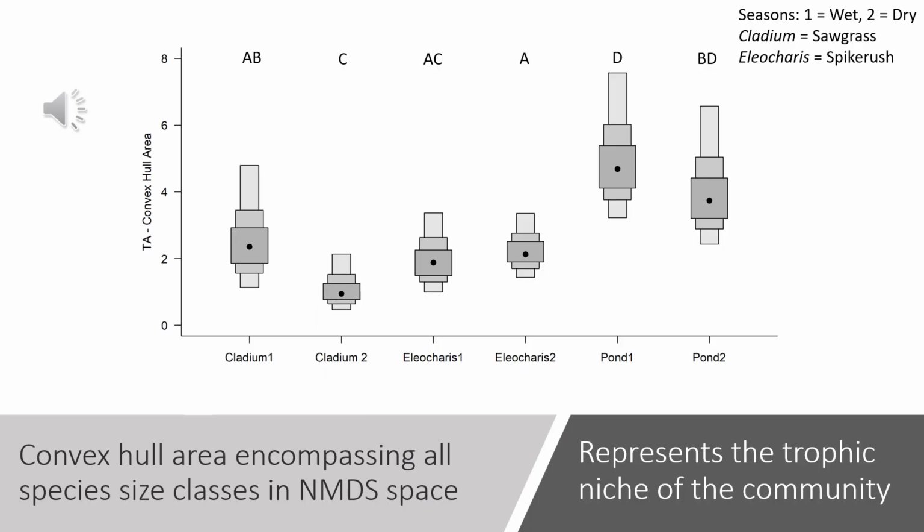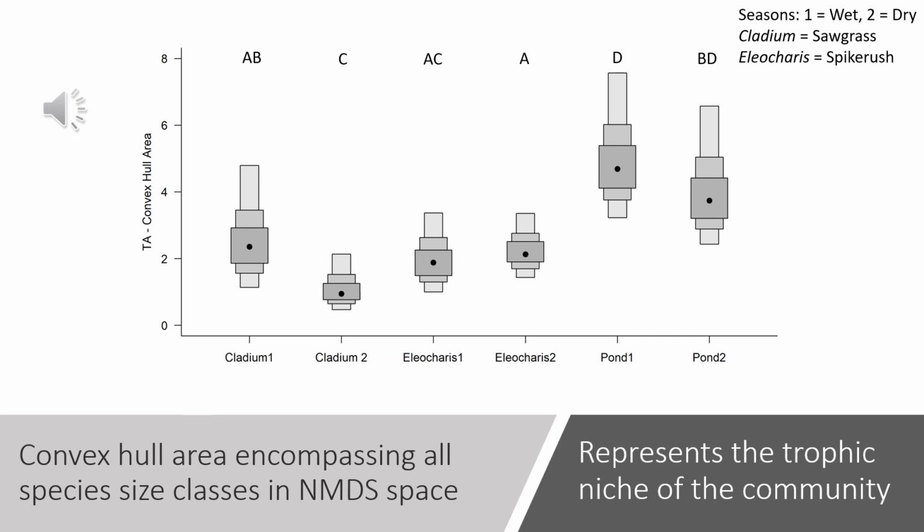On this slide, I have a box plot of the posterior distributions for total community niche area on the y-axis among habitat season levels, which are on the x-axis. The groupings, denoted by letters at the top of the graph, were created at a 5% threshold. For example, sawgrass during the wet season, the first distribution on this graph on the left-hand side, has greater than a 95% chance of being larger than the second distribution on this graph, sawgrass during the dry season.